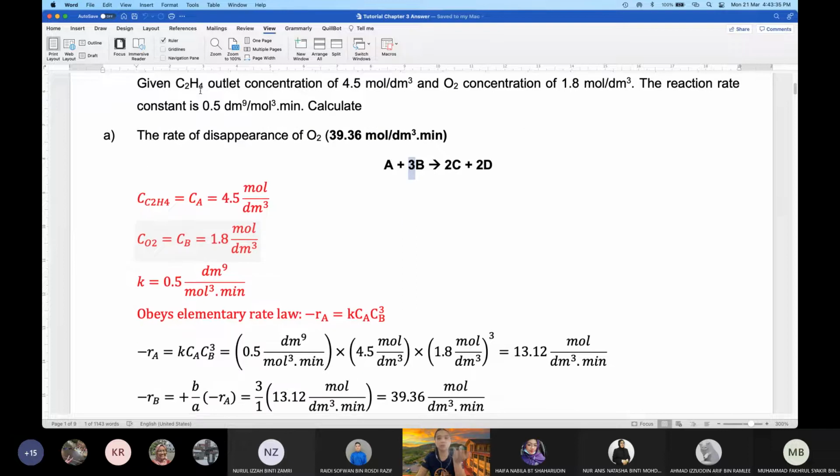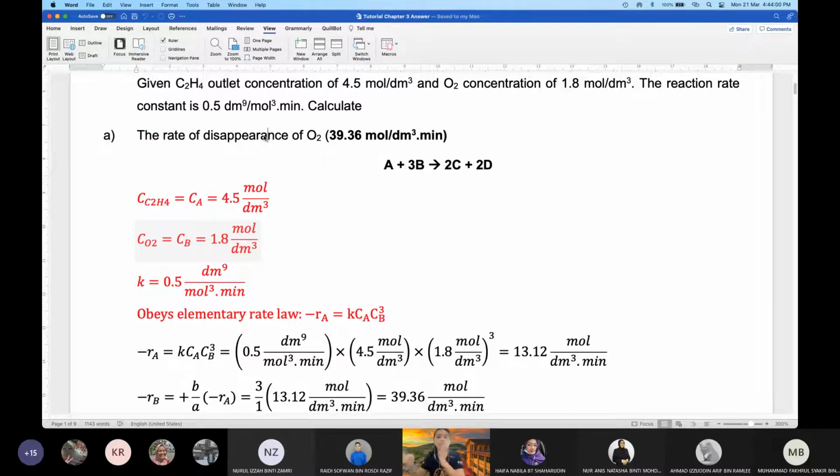Okay, soalan kata, first question says, calculate the rate of disappearance of oxygen gas. Okay, so sekarang kamu dah kena faham soalan ni actually is something that you learn in chapter 1. Chapter 1. So, benar kamu belajar chapter 1, tapi sekarang ditanya dalam chapter 3. So, soalan ditanya, what is the rate of disappearance of oxygen gas?